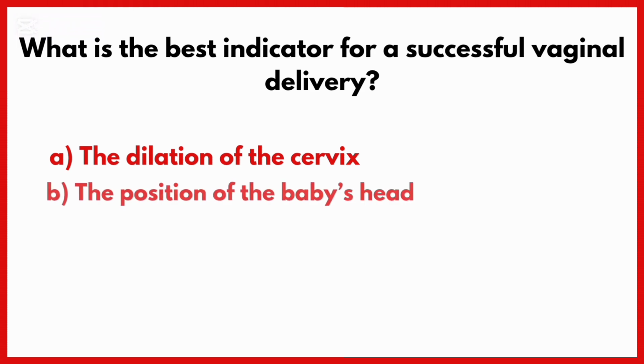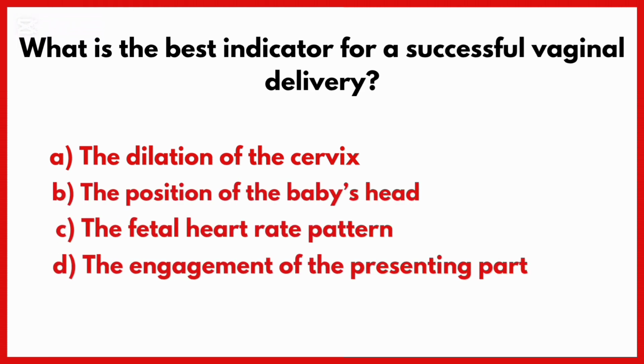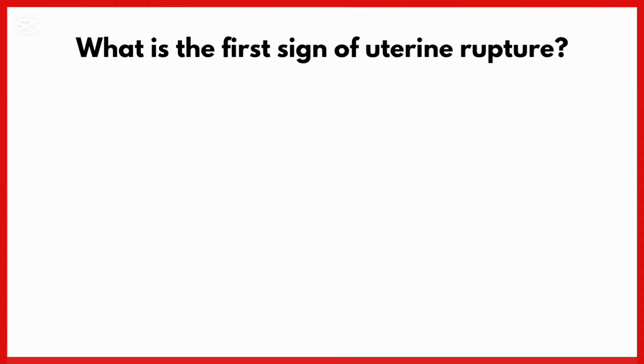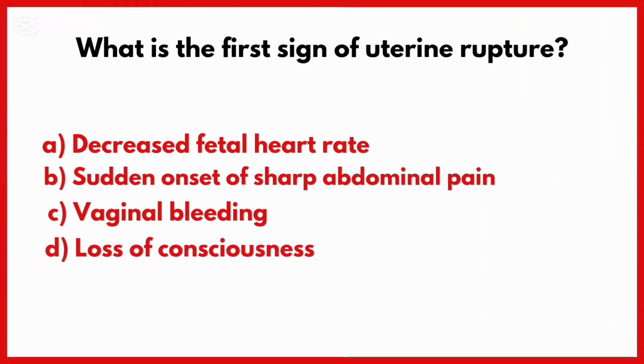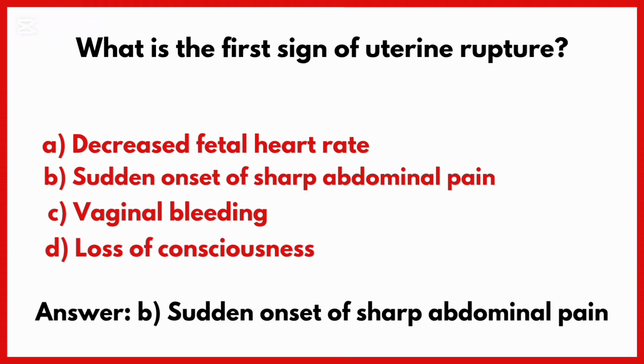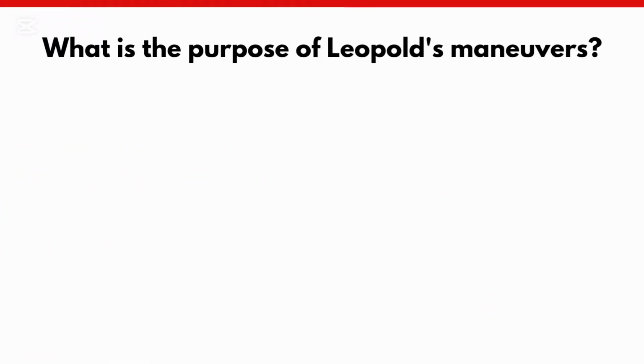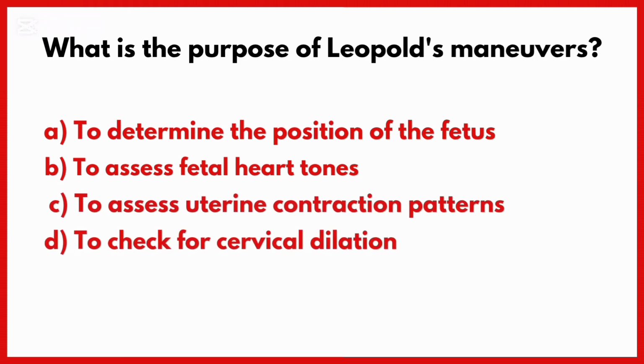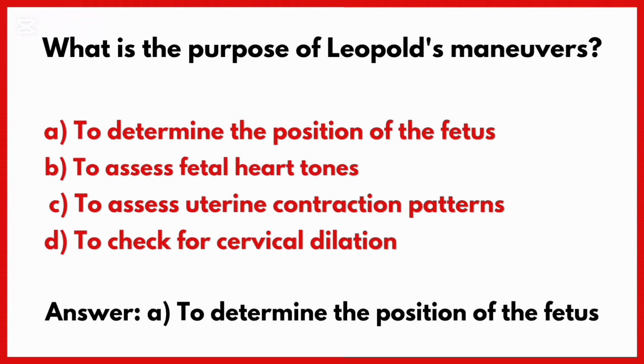What is the best indicator for a successful vaginal delivery? Correct answer is option D, the engagement of the presenting part. What is the first sign of uterine rupture? Correct answer is option B, sudden onset of sharp abdominal pain. What is the purpose of Leopold maneuvers? Correct answer is option A, to determine the position of the fetus.